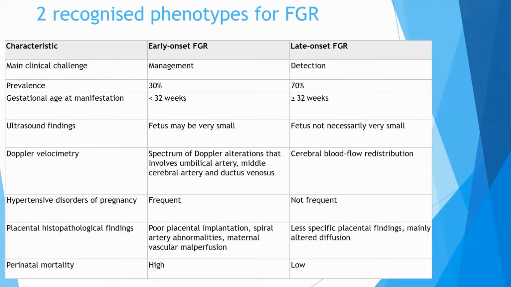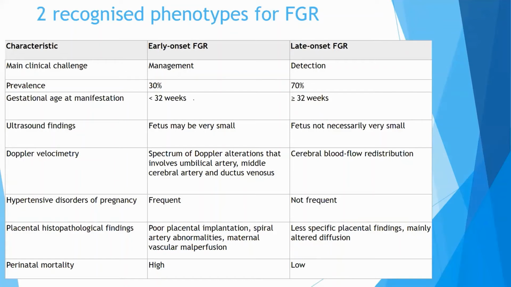Now, what is important is that we need to recognize that there are 2 forms of fetal growth restriction, which are different in their characteristics. With early onset fetal growth restriction, we say every fetus which has fetal growth restriction at less than 32 weeks, then this is early onset fetal growth restriction. Whereas if this occurs at greater than 32 weeks, then we say this is late onset fetal growth restriction.